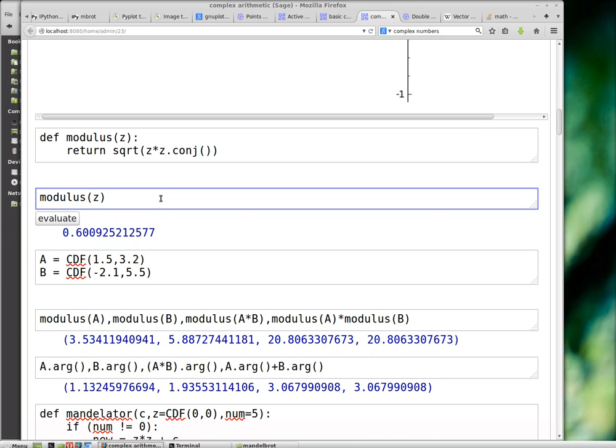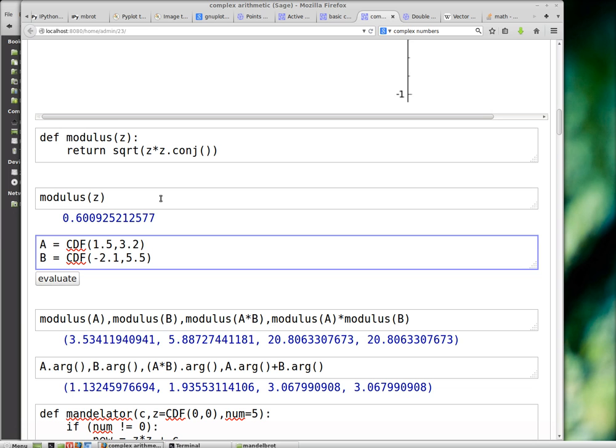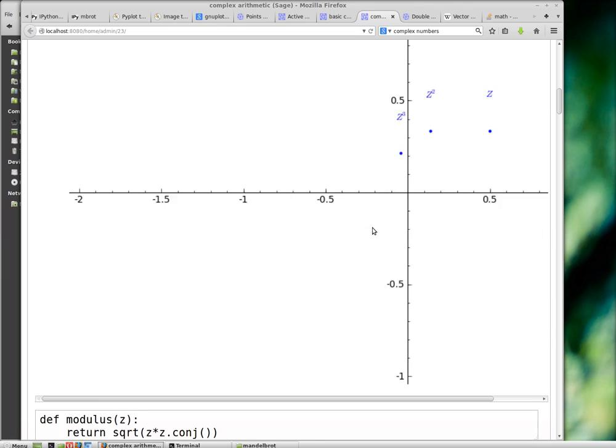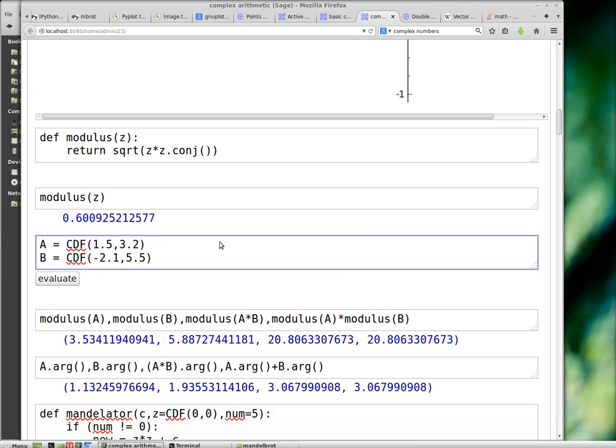So the modulus of this z that we're considering is 60%, and so if I'd known that before, I could have said that this distance is 60% of that distance, and this distance is 60% of that distance, and that's what's going to keep happening as you keep raising z to higher and higher powers.